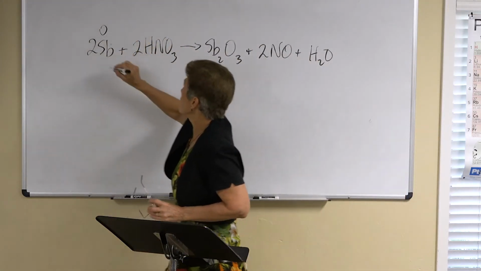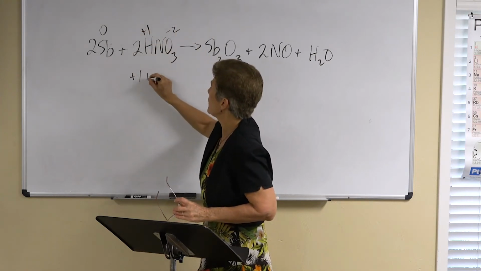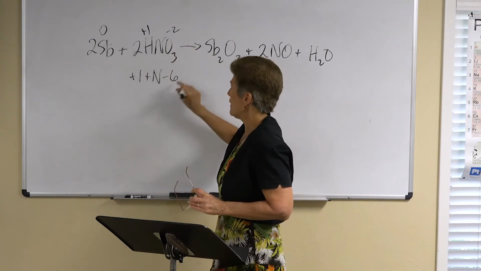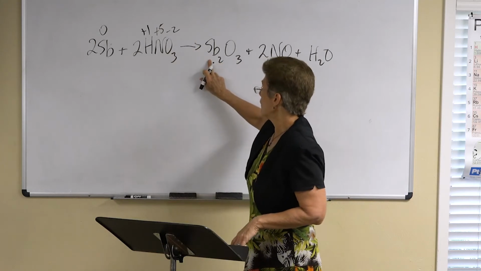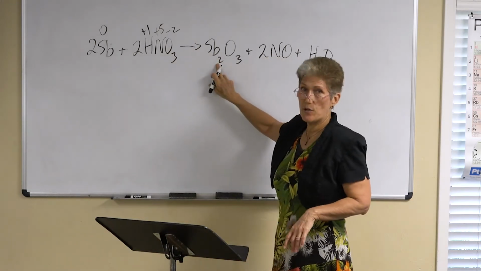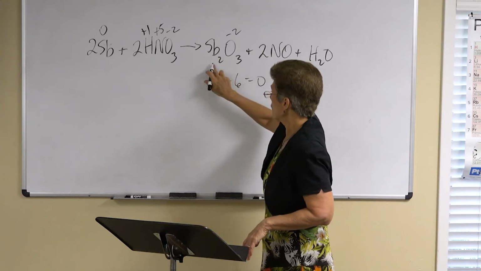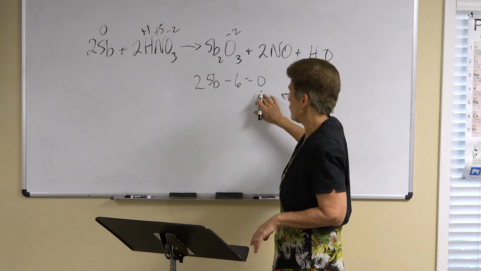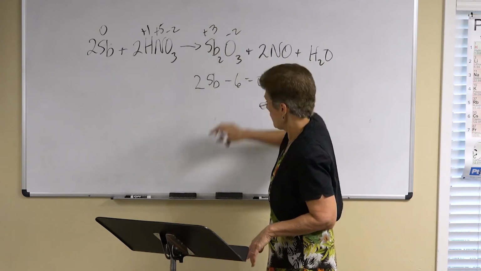We know this gets a 0. We know this gets a +1. This gets a -2. That's +1 plus nitrogen -6, 3 times -2. So to make this true, it's got to be a +5. This is a nonmetal. And because it's a nonmetal, this is going to be -2, which is -6, equals 0. So this has got to be +3, because it's 2 times Sb to make this true. So this has got to be a +3. That way it's a +6 and a -6.